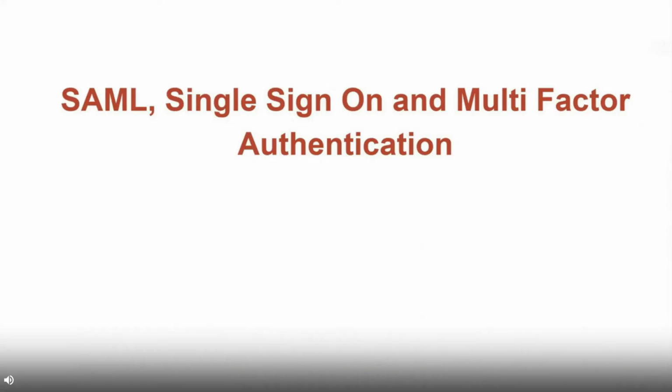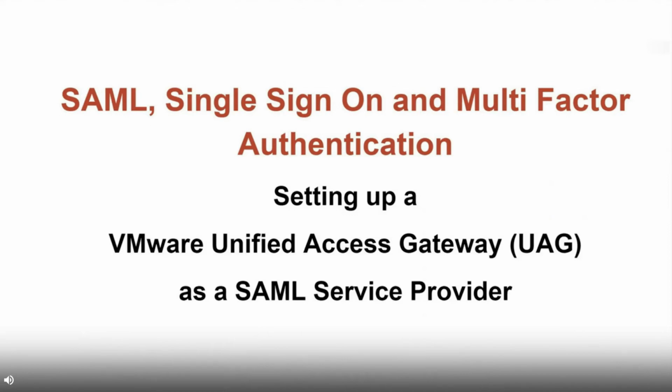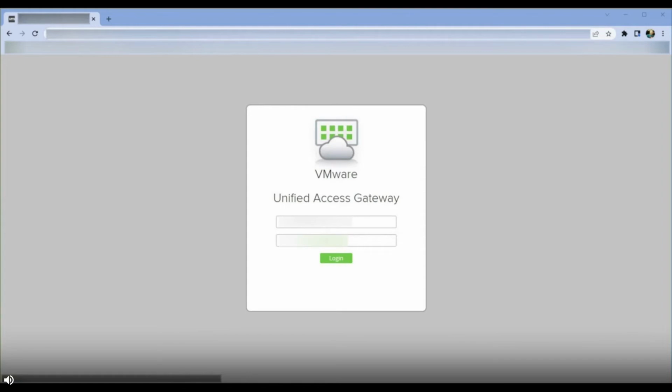Now, we're ready to set up our VMware Unified Access Gateway as our service provider. Let's sign into my UAG and I'll show you how to make the connection between the already configured IdP in Azure and our service provider on our gateway appliance. This part of the process is very simple to set up.